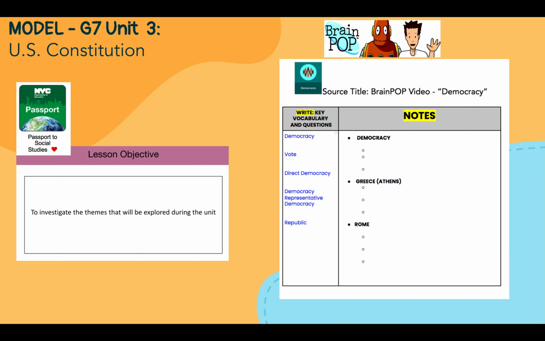This allows students to be able to compartmentalize information as well as see what the central ideas of the video are and look at the differences and similarities of democracy in both Greece and Rome as well as now. I always like to follow this up with a synthesis question that either compares or contrasts these ideas or asks the students to make a connection.